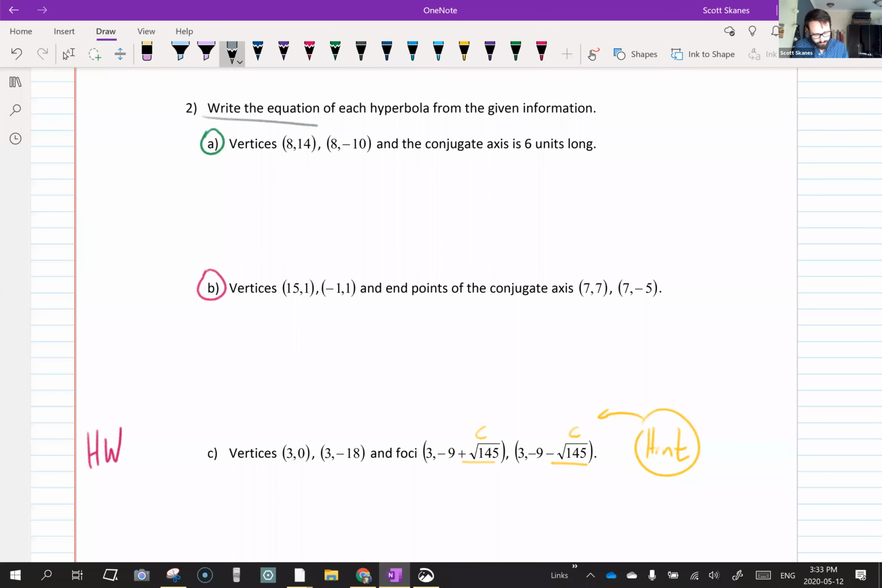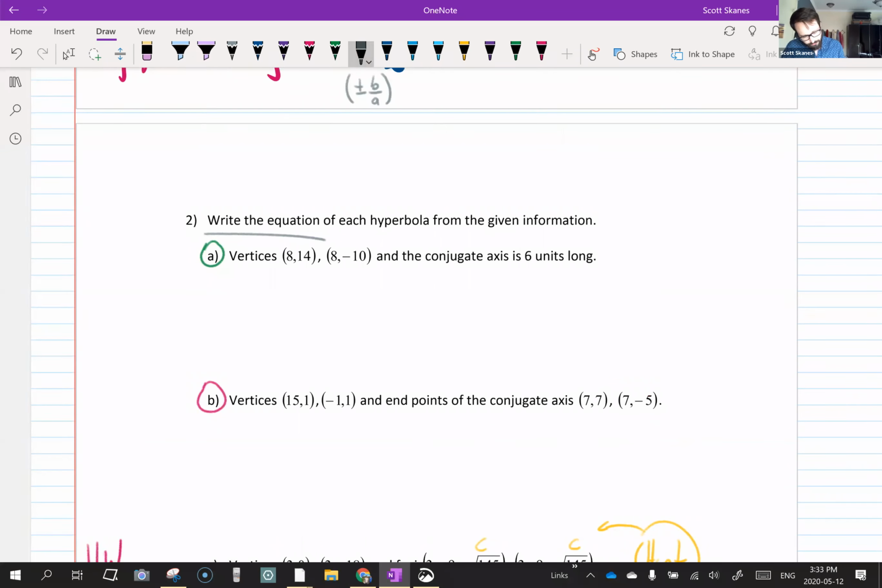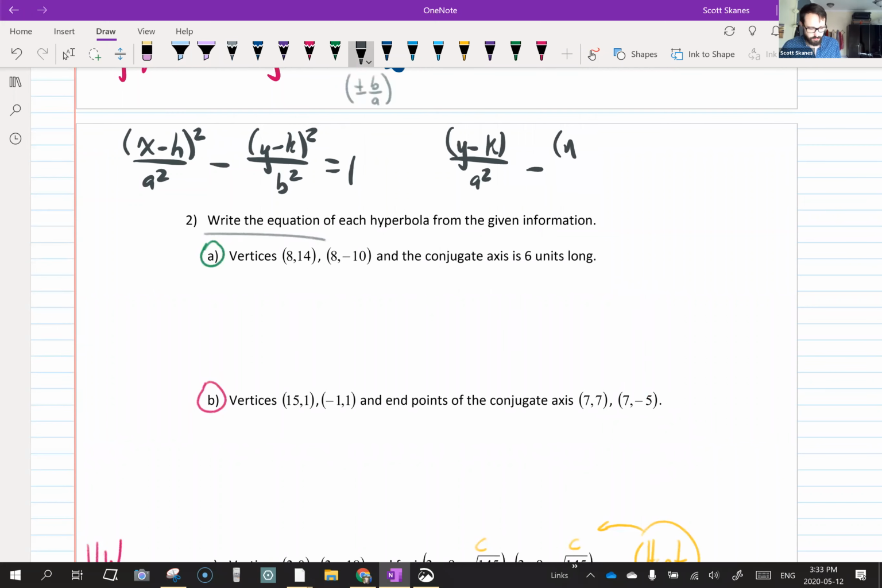Write the equation of each hyperbola from the given information. So once again, we need to get the equation. That means that we'll either have x minus h squared over a squared minus y minus k squared over b squared equals 1. Or we're going to have y first. I'm just writing this out so that it's very clear what we're talking about. And remember, this left one looks like this. This one looks like this. So let's get started. Write the equation.